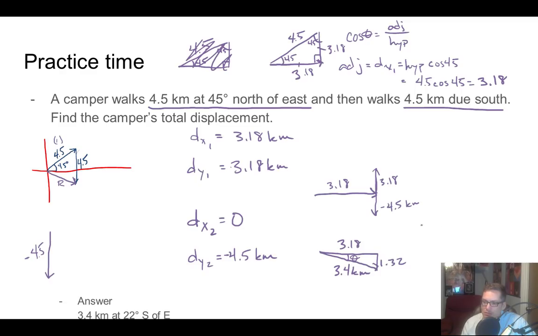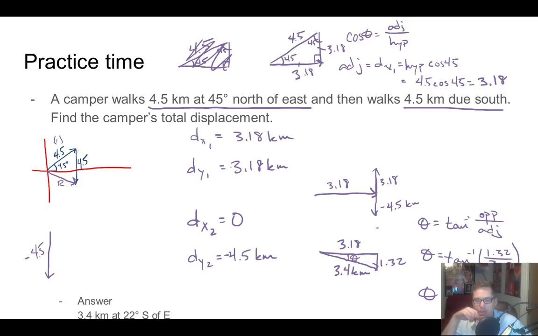So we're going to use tangent. We already decided that theta is equal to the inverse tangent of opposite over adjacent. In this case, our opposite is 1.32 and our adjacent is 3.18. So our theta is equal to the inverse tangent of 1.32 divided by 3.18, and I got 22.54 degrees. Before, I just rounded it to 22, which makes sense because we only have 2 sig figs. So it's 22 degrees south of east, because remember, this is our east, and we're just south of it by 22 degrees.